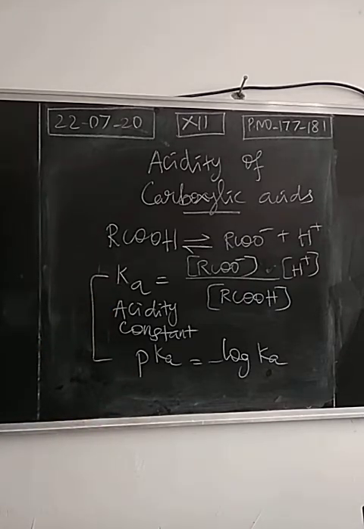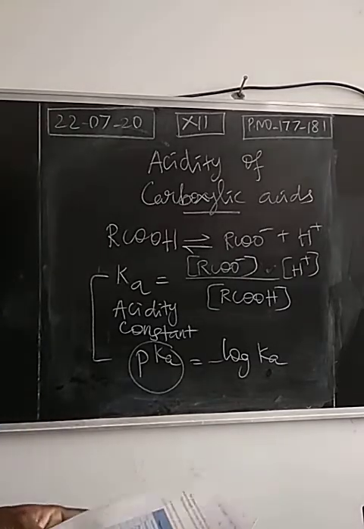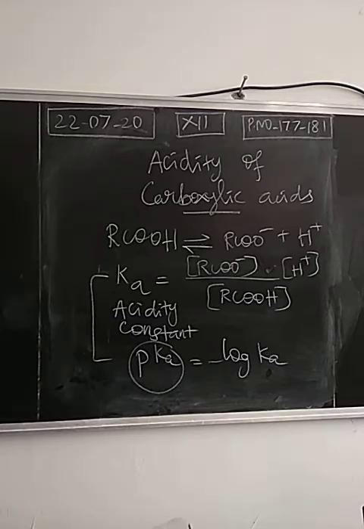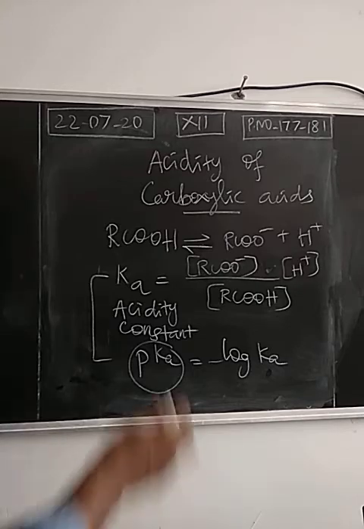For that, we have a table on page number 178. We have many carboxylic acids, and for them the pKa value is given. If the pKa value is very low, the acid will be a strong acid. If the pKa value is larger, the acid strength will be very low, a weak acid. So using the pKa value, we can easily identify which is a strong acid and which is a weak acid. So take page number 178. Trichloroacetic acid has 0.64 as its pKa value.